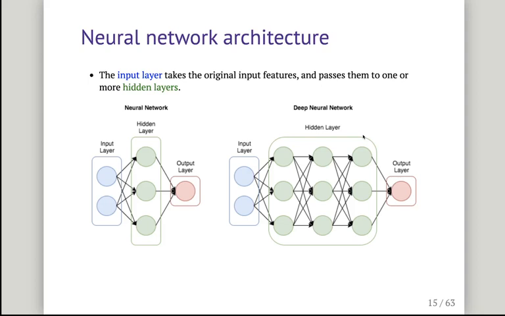So the basic architecture of a neural network looks something like this. Our original input features, so each of those pixel darknesses, go into one or more what are called hidden layers. So these hidden layers essentially create linear combinations of each of the input variables.